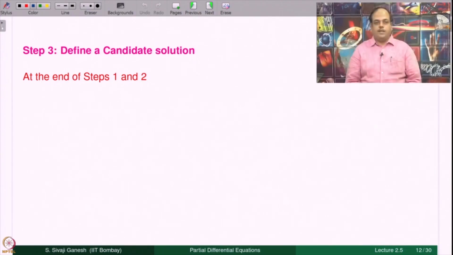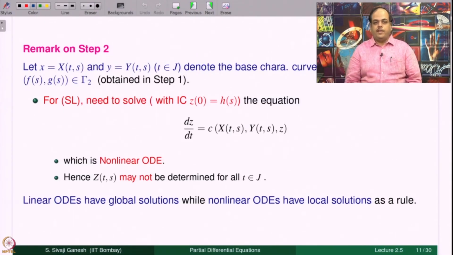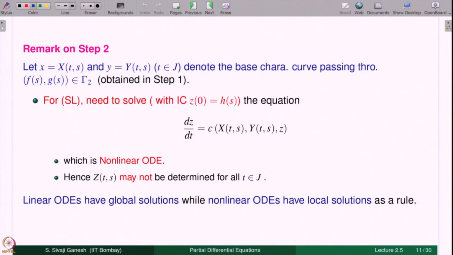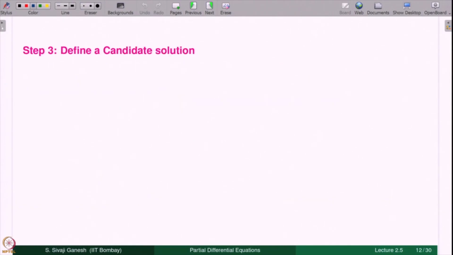So, now the third step is what we have done so far. Step 1, we have determined x(t,s), y(t,s). Second step, we have determined z(t,s). Now, we need to relate z(t,s) and x(t,s), y(t,s). We hope that z(t,s) is u of x(t,s), y(t,s). So, that is what is to be done here in step 3.